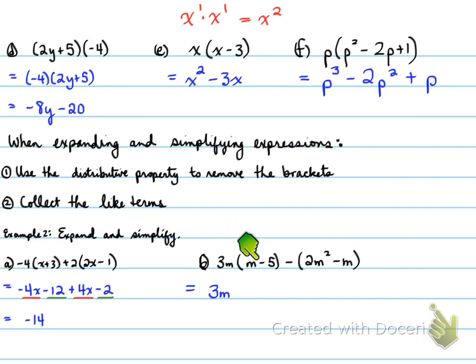Next, 3m times m gives us 3m squared. 3m times negative 5 gives us negative 15m. Minus 2 times m squared is minus 2m squared, and minus times minus m is plus m. Collecting like terms, 3m squared minus 2m squared is just m squared, and minus 15m plus m is minus 14m.